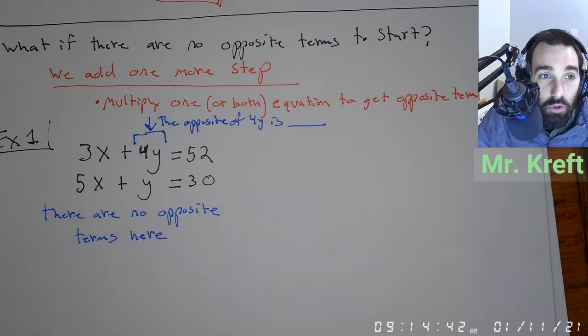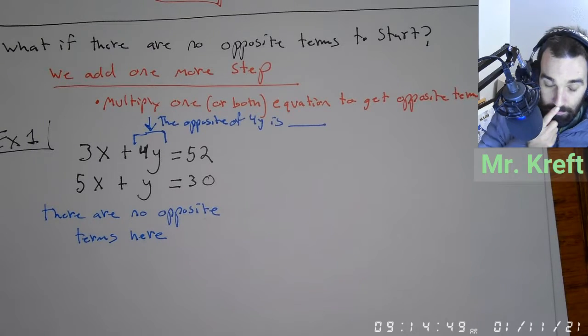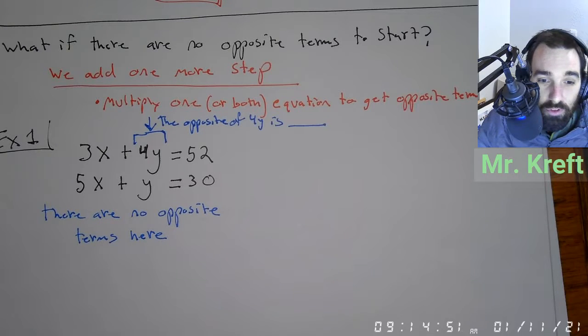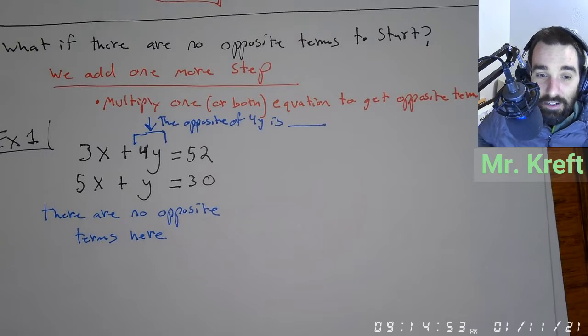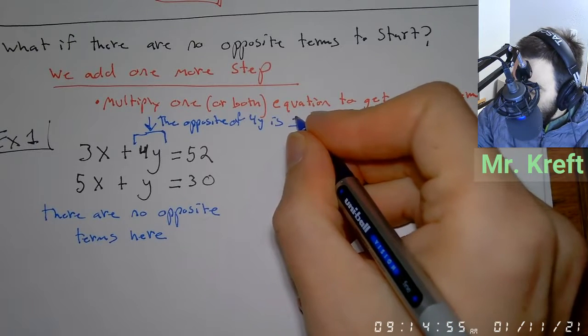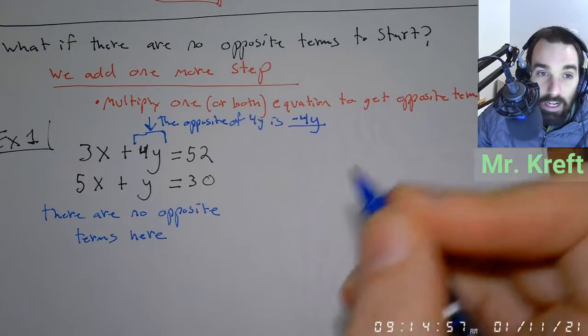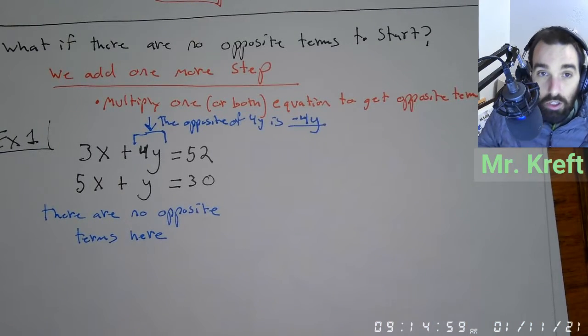So in chat, can you write it out completely? I agree it's going to be negative. Negative what? You can even just type it using symbols. There you go. So it's going to be negative 4y, right? It's going to be negative 4y. So that's going to be the opposite.